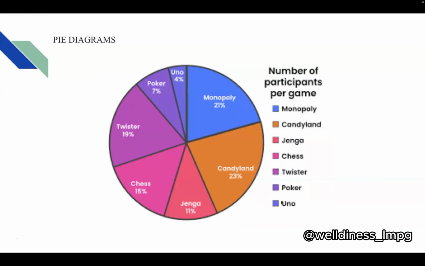So if you look at this pie diagram, what is the least played game here? Uno. That's the least percentage. That's 4%. So what is the most played game here? Candyland. So as you can see, the pie diagram makes it very easy for us to just spot.